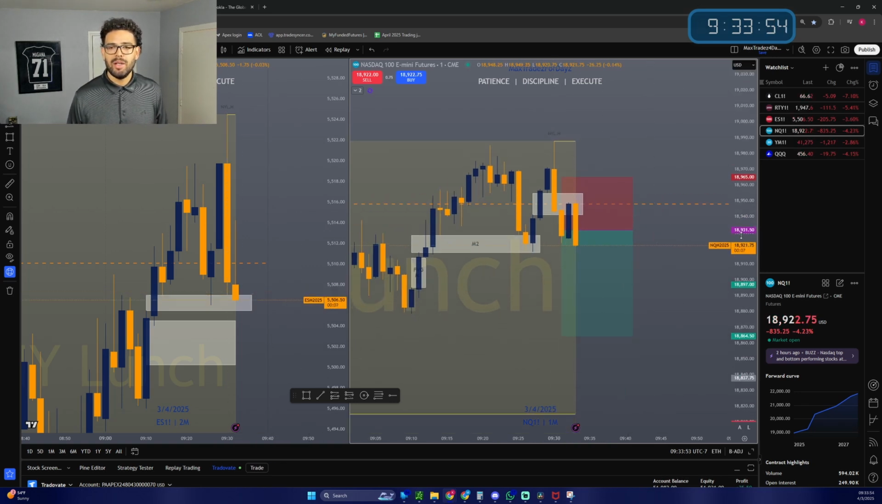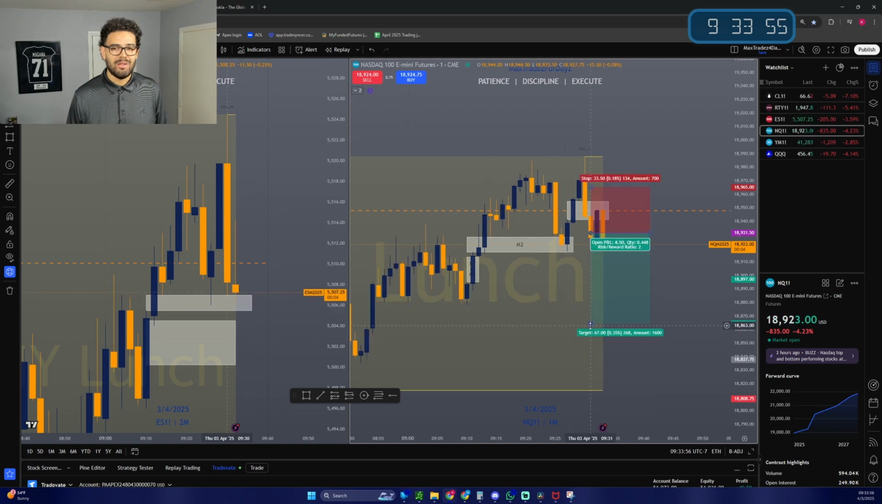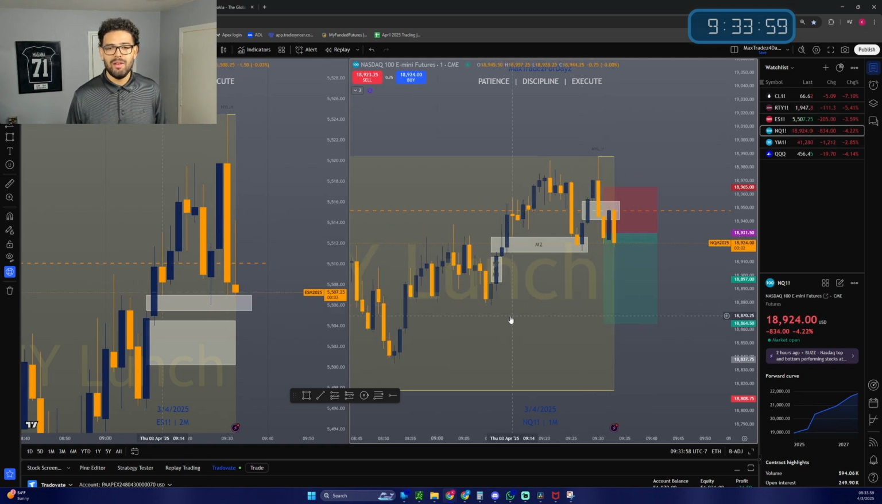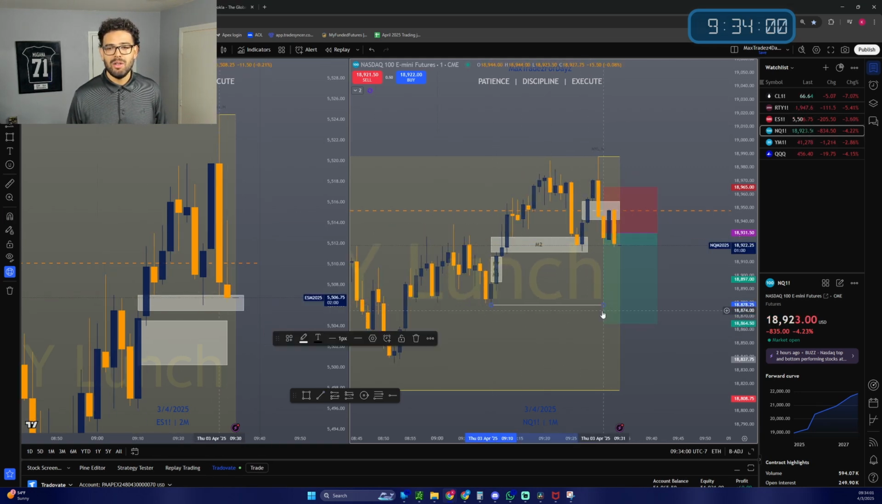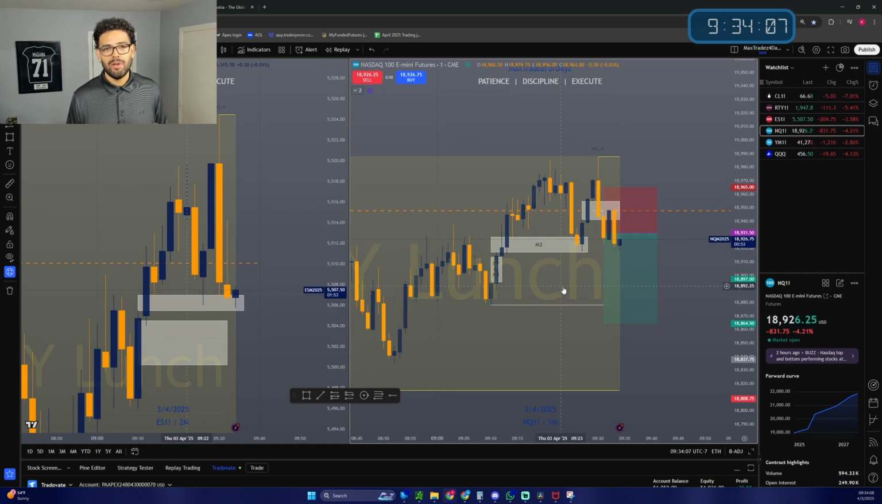So now we're looking for a possible continuation, a push back down to the low side. There's a pivot here that might act as some type of liquidity. So if we could get a sweep below that and a little bit lower, that would be decent to hit a full take profit. Again, we don't control the outcome of the trades.